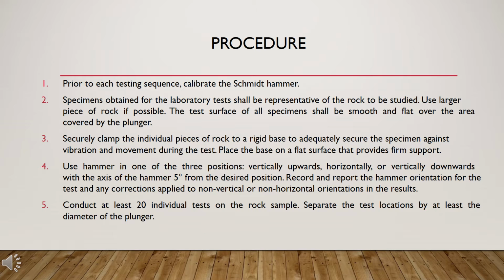Number 4. Use the hammer in one of three positions: vertical upward, horizontal, or vertical downward, with the axis of the hammer within 5 degrees of the desired position. Record and report the hammer orientation for the test and any correction applied to non-vertical or non-horizontal orientation in the result. Number 5. Conduct at least 20 individual tests on the rock sample. Separate the test locations by the diameter of the plunger.